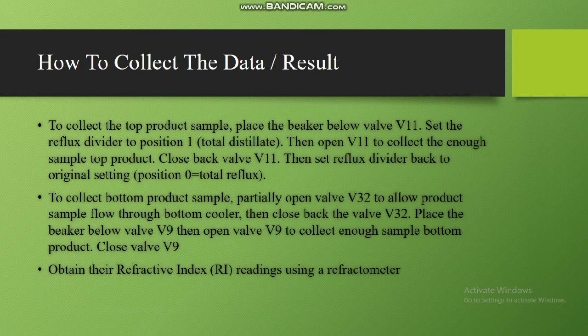Next, to collect the bottom product sample, partially open valve 32 to allow the product sample to flow through the bottom cooler. Then close valve 32. Place the beaker below valve 9. Then open valve 9 to collect enough bottom product sample. Then close valve 9. Then obtain their refractive index readings using a refractometer.